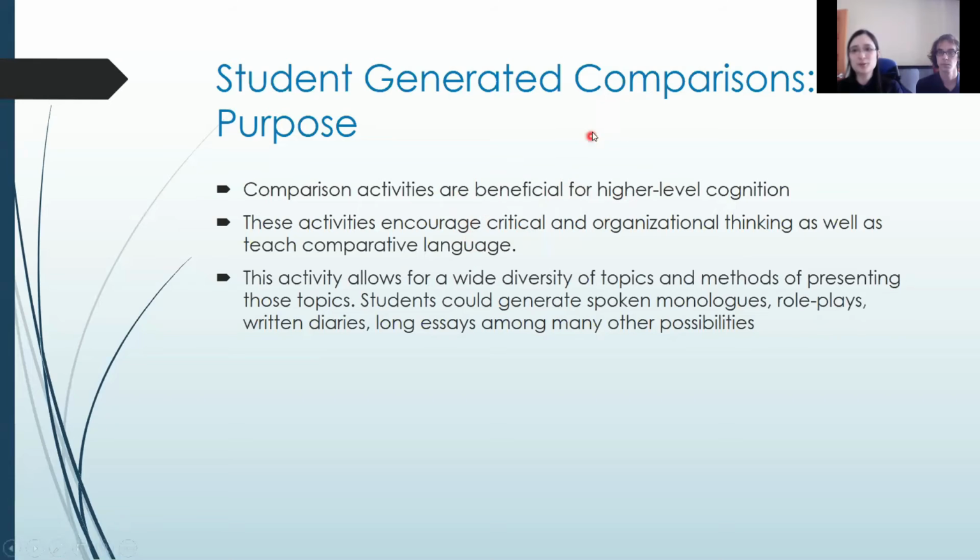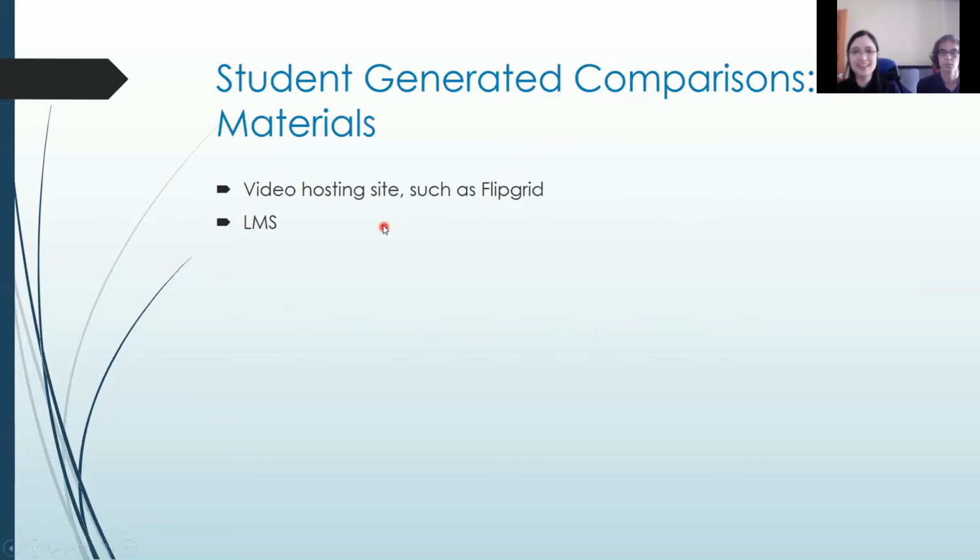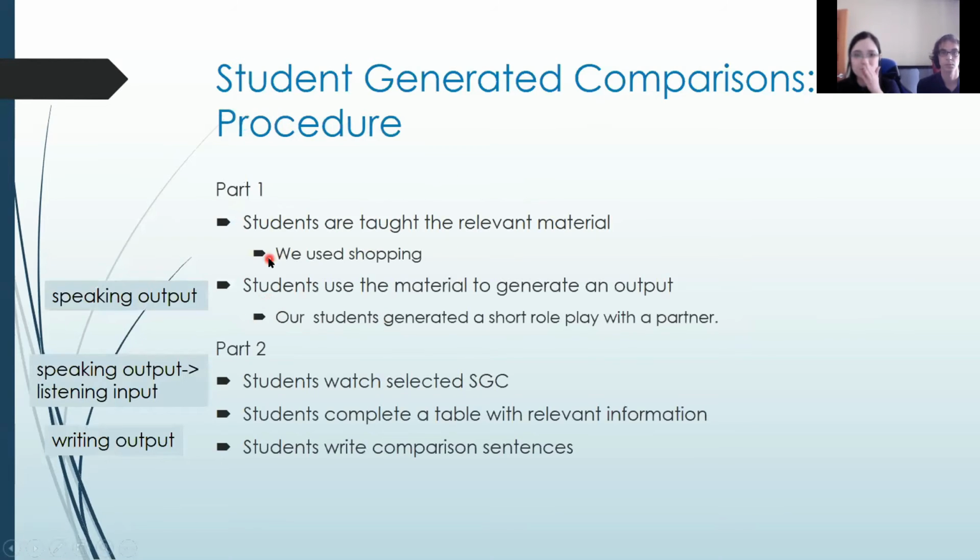And this was for comparisons. So the students would use their critical and organizational thinking to use comparative language. Again, you need Flipgrid or an LMS. And again, usually in 2 parts because it's just easy. Students learned the content. We had them use shopping, and they used that material to create an output, which was, again, a short role play, where they discussed what they bought, where they bought it, and how much it cost.